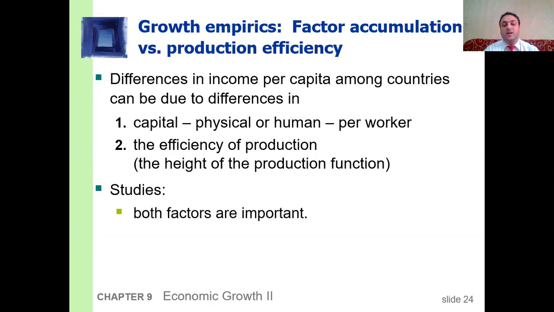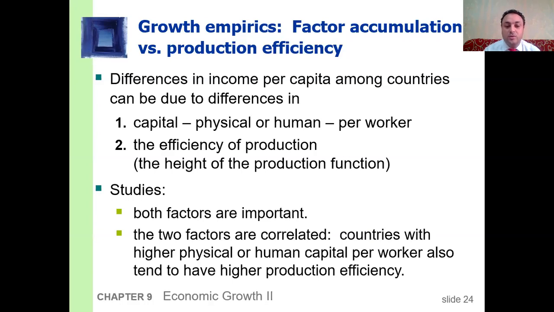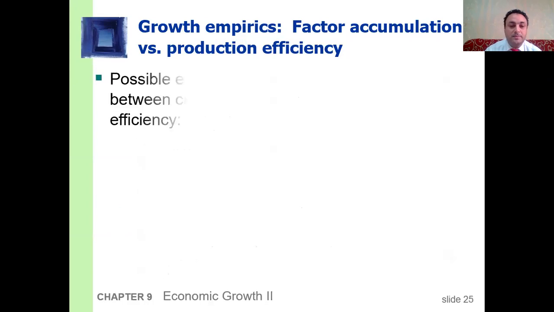So studies tell us that both factors are important, the capital and the efficiency of production. Both of them are important for what? For the difference in income per capita in different countries. And the two factors, efficiency of production and capital per worker, are correlated together, as countries with higher physical or human capital per worker also tend to have higher production efficiency, which is logical.